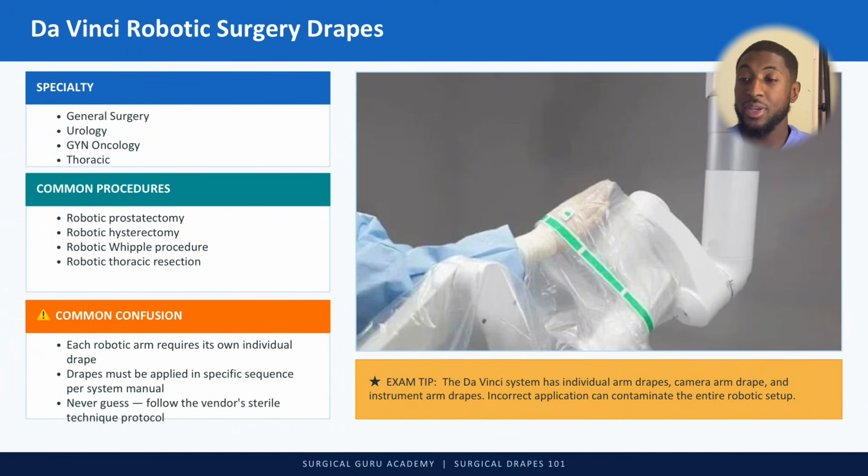And the exam tip: the Da Vinci system has individual arm drapes, camera arm drapes, and instrument arm drapes. Incorrect application can contaminate the entire robotic setup. So the camera that we use now does not require a drape. The old school camera might, and depending on where you work, you might have the old school camera. And the instruments are opened up sterilely and they go right onto the sterile drape. So there's no need for an instrument arm drape, whatever that is.